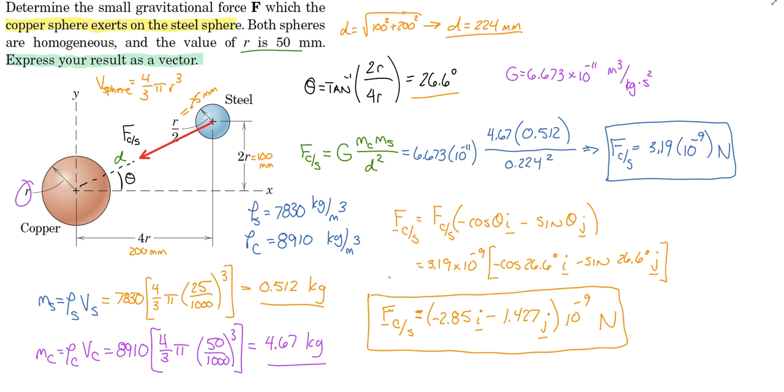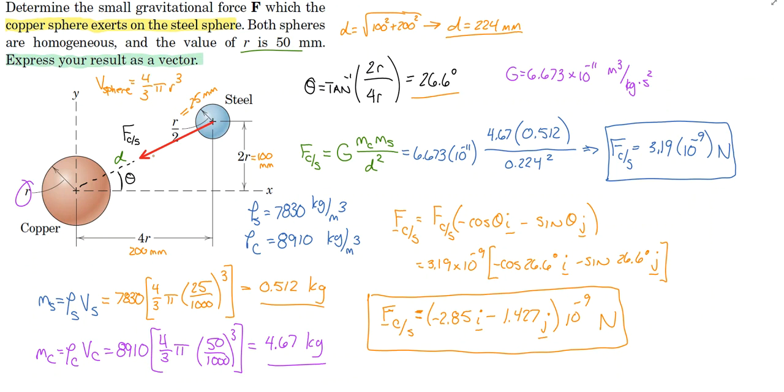All right, so a little more involved problem, but let's just review what we did. We wrote our general expression for the force. G was easy. That's a constant we can get from our book. We had two masses, which we used density times volume expressions for, remembering that the volume of a sphere is 4/3 pi r cubed. So we got two masses. We had to find a distance between the two centers, so a little bit of geometry to get that distance as well as the angle so that we could aim the force.